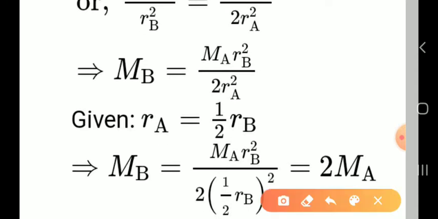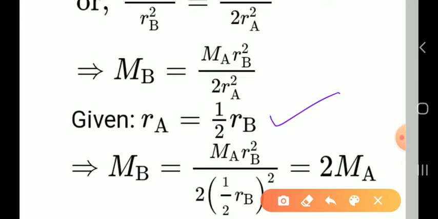Here, given that RA, that means the radius of planet A, is equal to half the radius of planet B. Therefore MB, that means the mass of planet B, will be equal to MA RB square upon 2 into radius RA is half of RB, so it will be half RB whole square. And when we do the calculation, we will get 2MA.